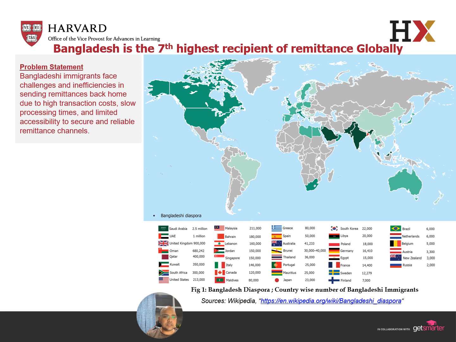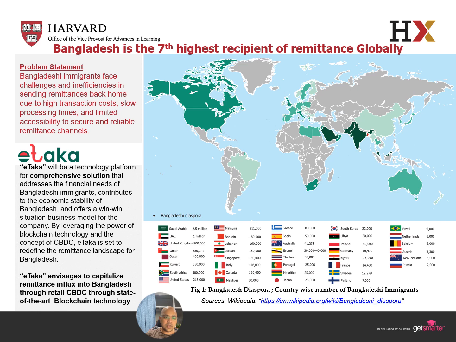To resolve these issues, my brainchild is e-Taka, which will be a retail central bank digital currency, and which addresses this particular problem with a comprehensive solution. For this US dollar digital currency, retail CBDC, we have used blockchain technology, which we'll see at a later stage.